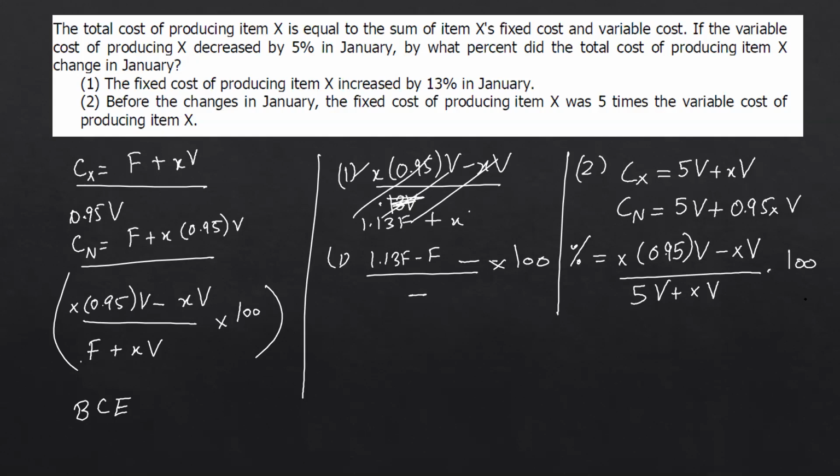Now, are you able to solve this expression? The V would actually get cancelled out, right? But the problem here is that you will not be able to cancel out how many units you are producing. You don't know how many units you are producing, so this number of units can actually change the answer. So you have 0.95x minus x, that is 0.05x, divided by x plus 5, into 100. So it will still depend on the value of x, and you don't have the value of x anywhere. So that means this is also insufficient.